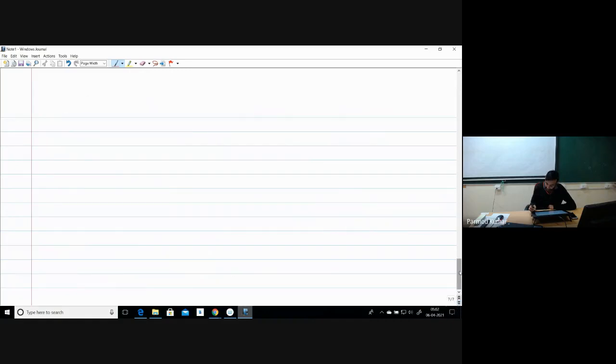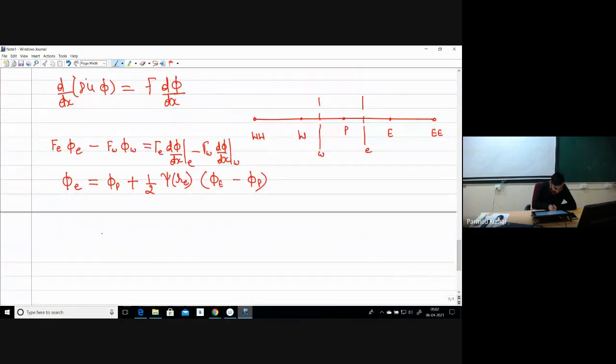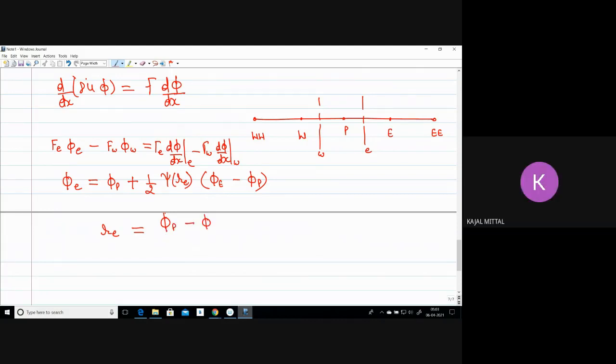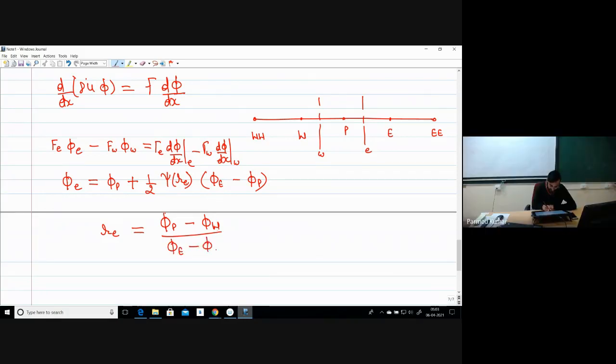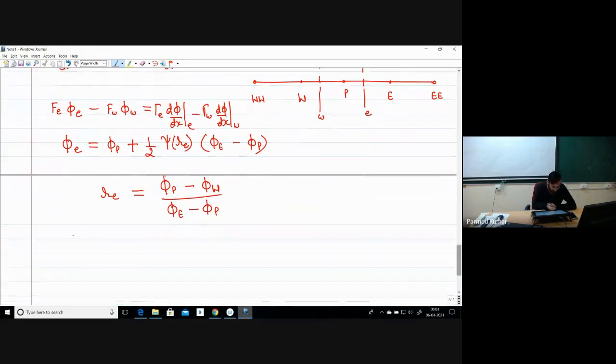Now can you tell me what will be the value of rE over here? Here rE has to be equal to upstream gradient divided by downstream gradient. What is the upstream gradient? Phi P minus phi W divided by phi E minus phi P. Okay, so that is the value for rE. Now similarly, can you tell me what will be the value of phi W? What will be the value for phi W? Please tell me.